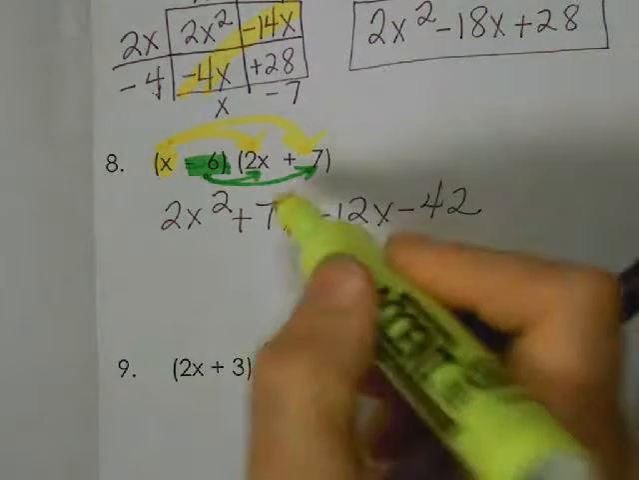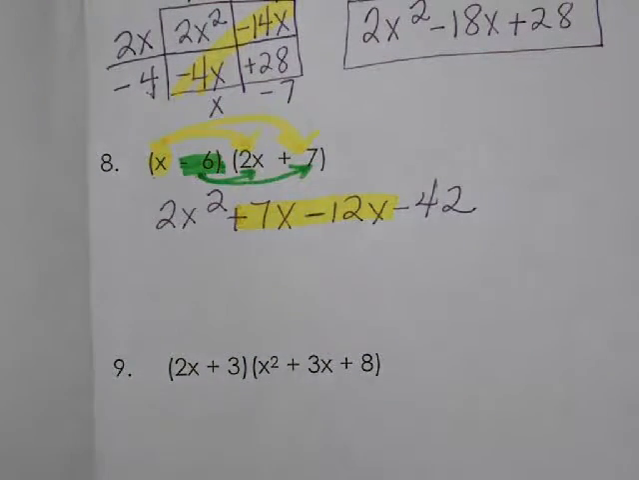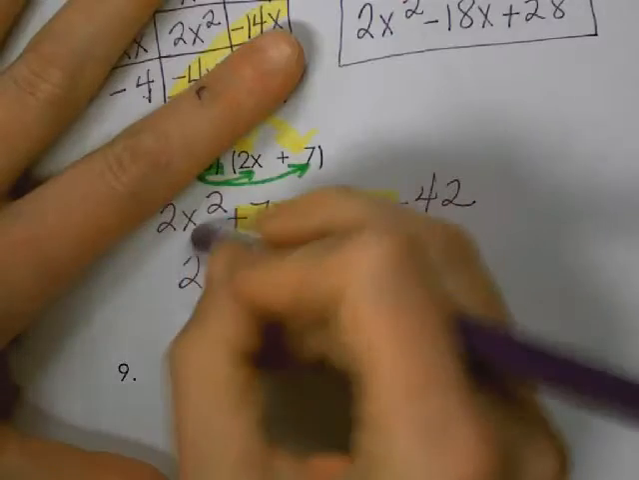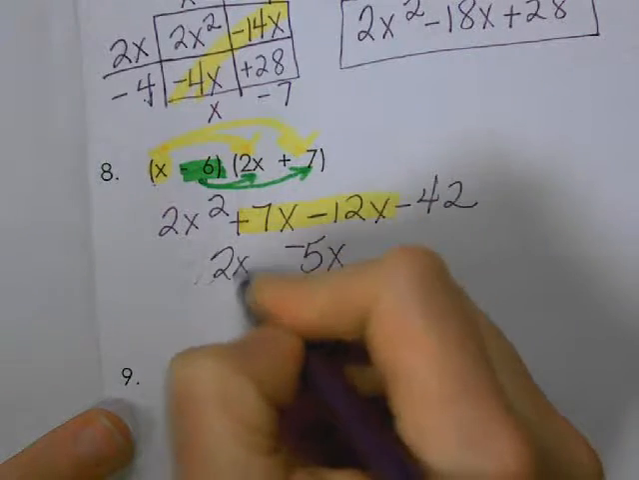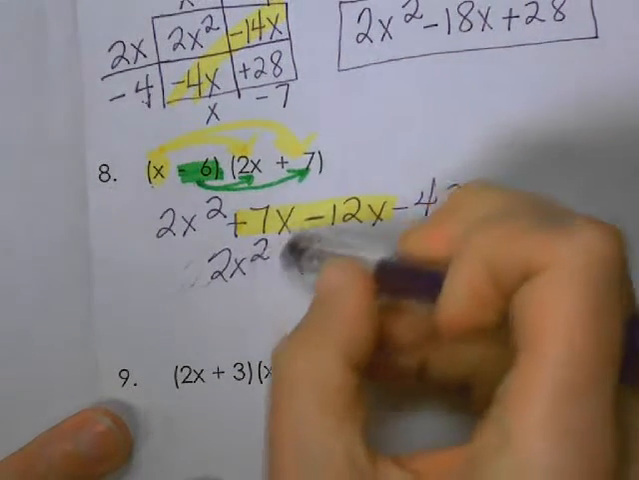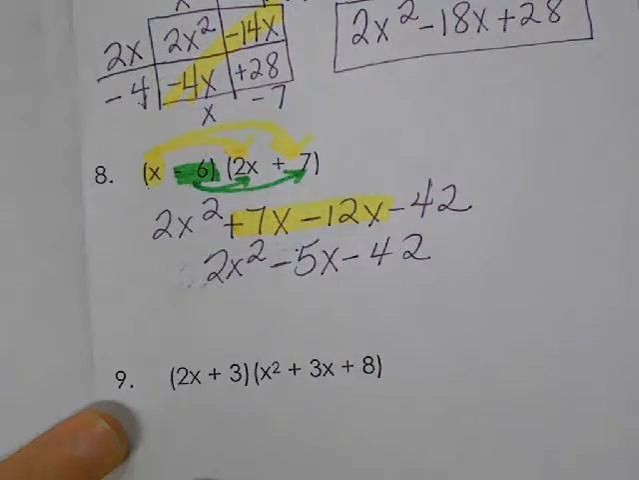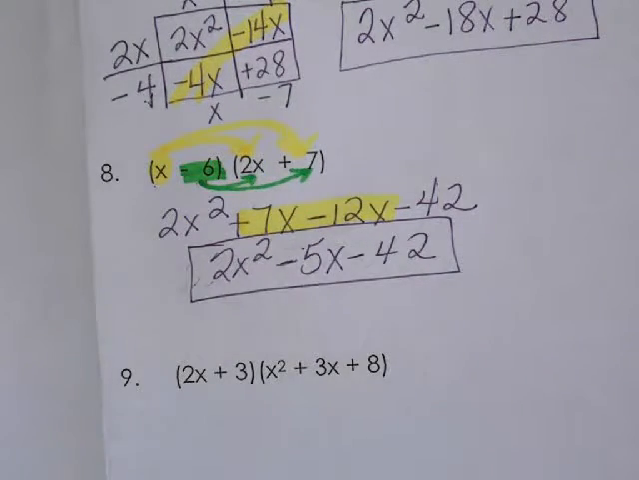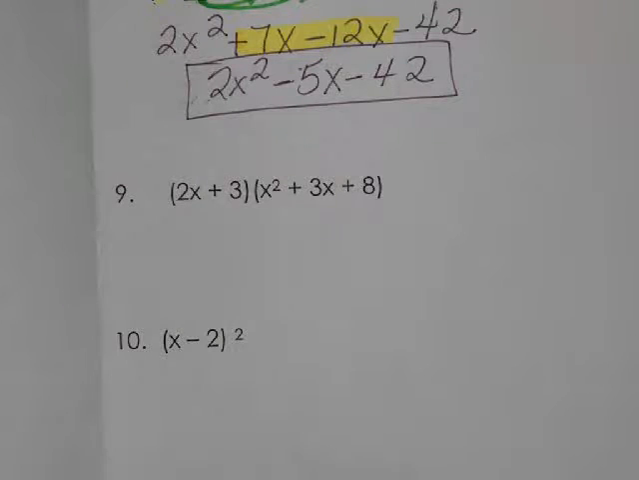Now we combine our like terms. 7x minus 12x, that's negative 5x. So we get 2x squared, and then this negative 5x, and this negative really turns into a subtraction sign, minus 42. Okay? Double distribution method again on number 9. Just might be a little bit easier.